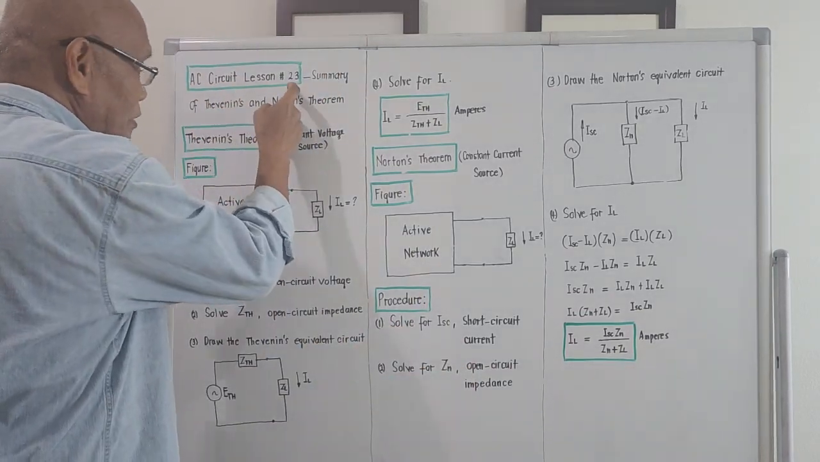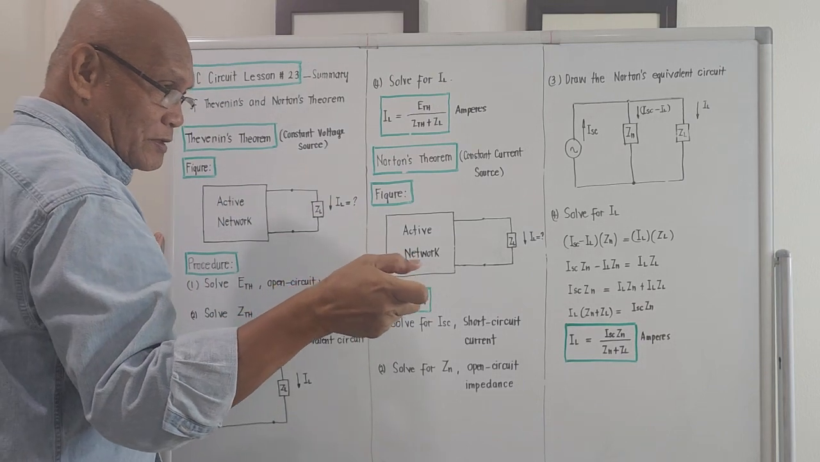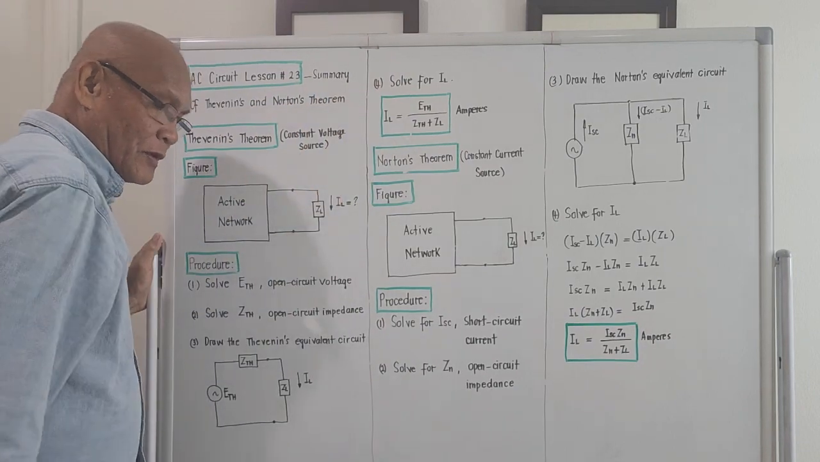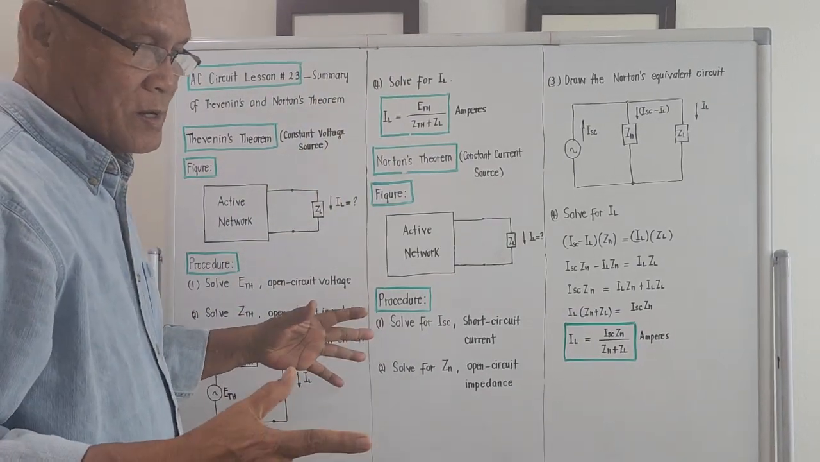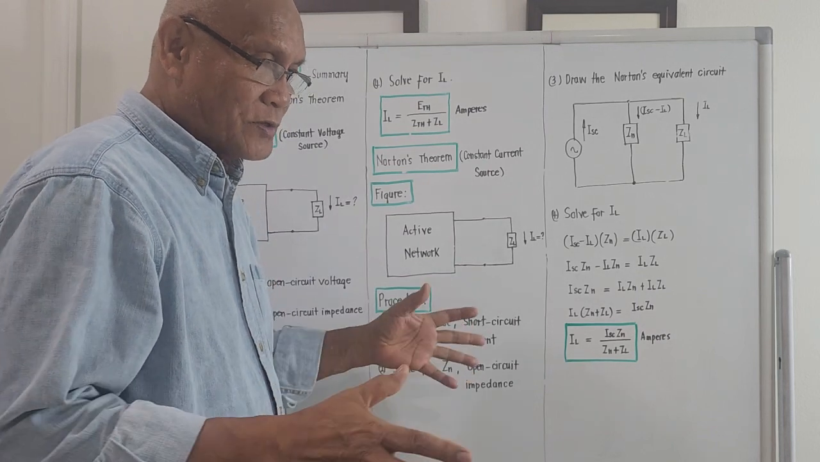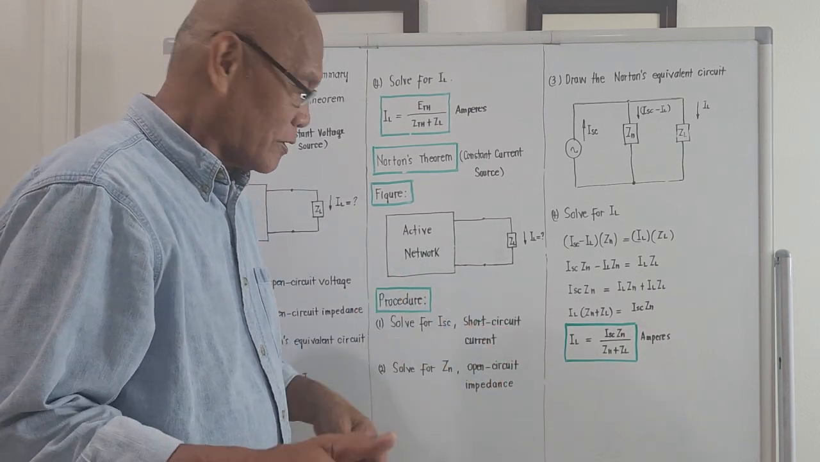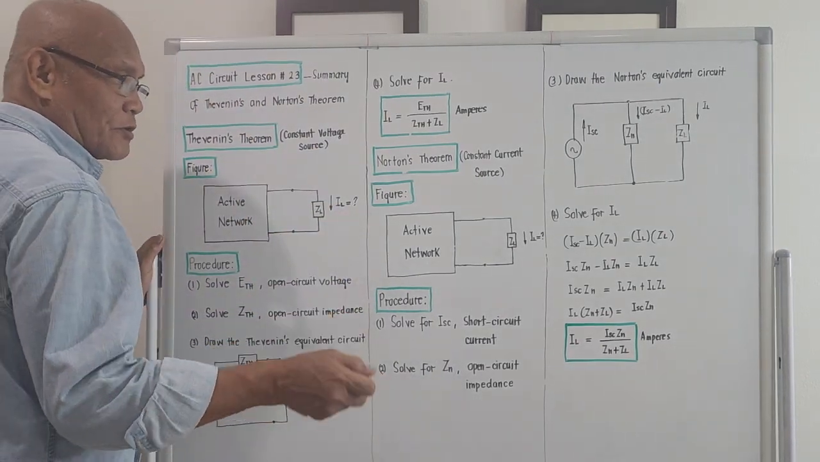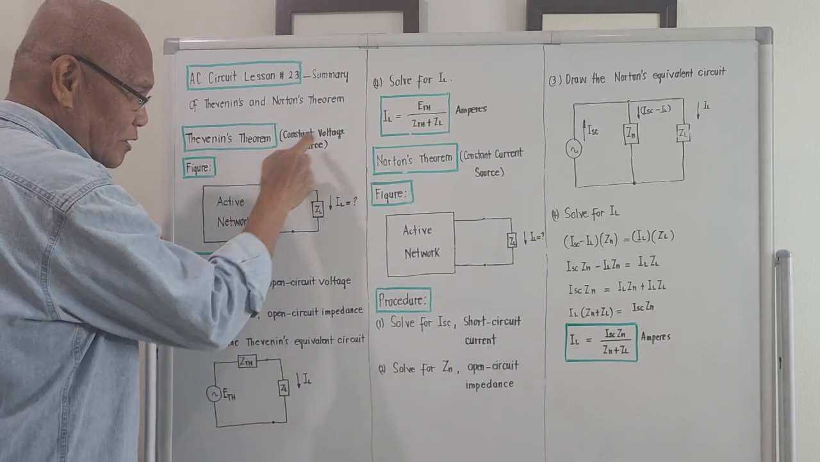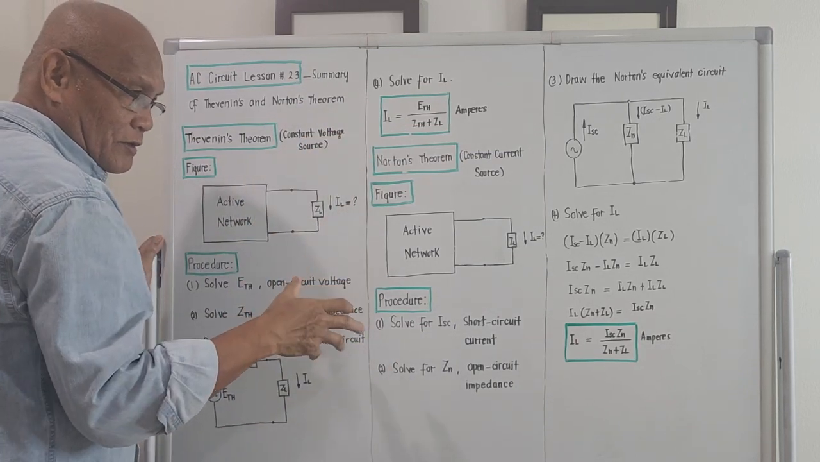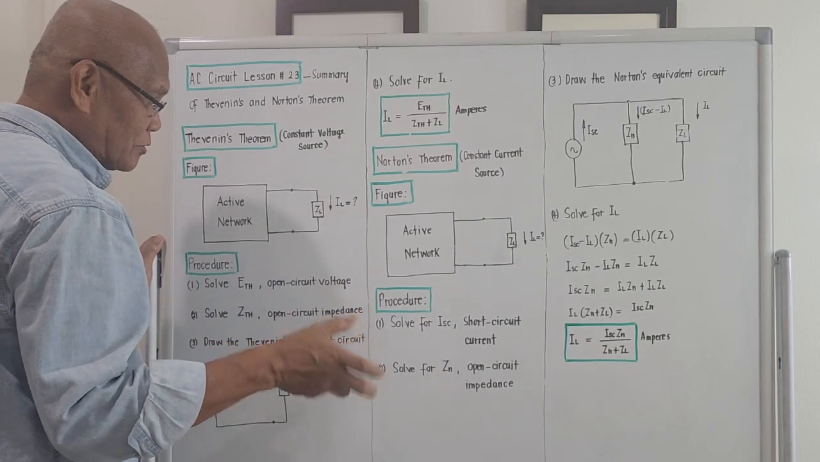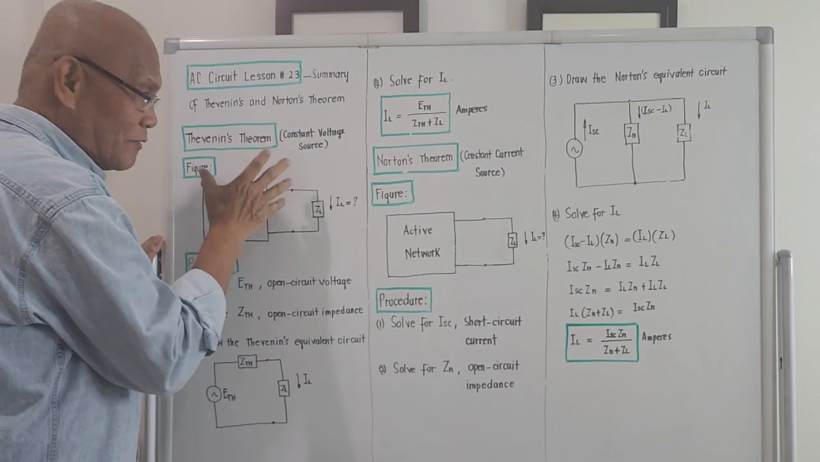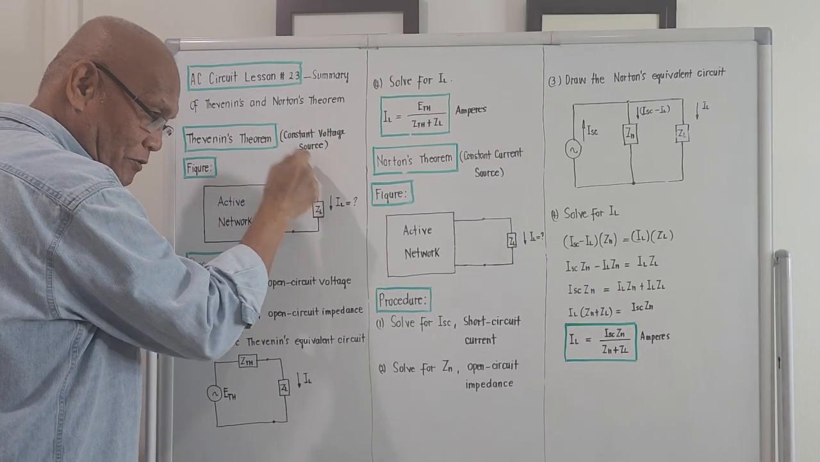Alternating current circuit, lesson number 23. The title of the subject matter for this morning will be Summary of the Thevenin's and Norton's theorem. I will just give you a brief summary. I will discuss how the concept works and how to compute for the current for both theorems. Okay, let's proceed. Thevenin's theorem is referred to as the so-called constant voltage source. So under the study of circuitry, constant voltage source means it's the Thevenin's theorem. That's the name given to Thevenin's theorem, constant voltage source.